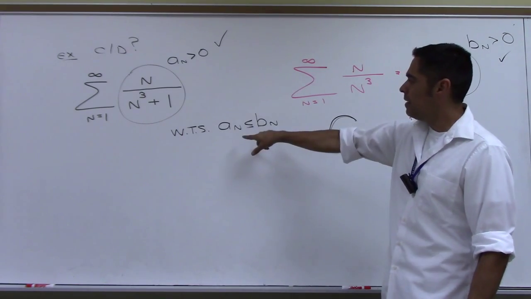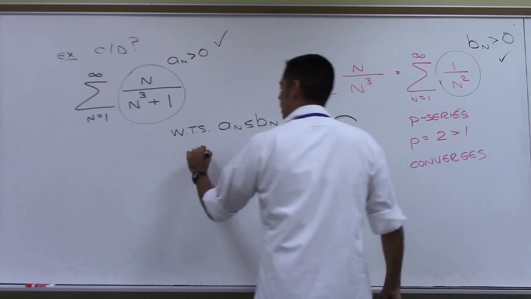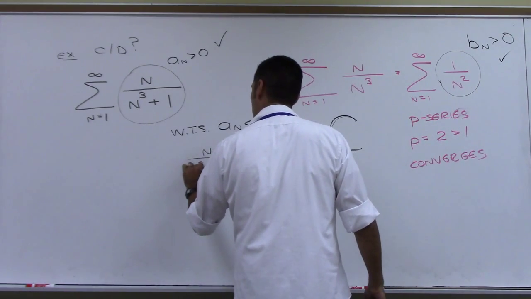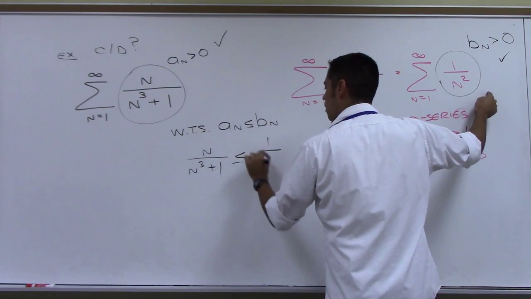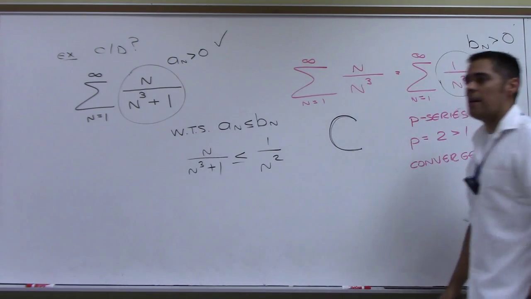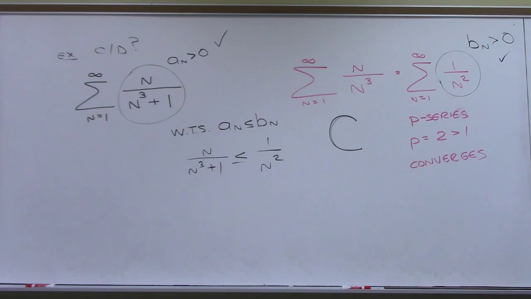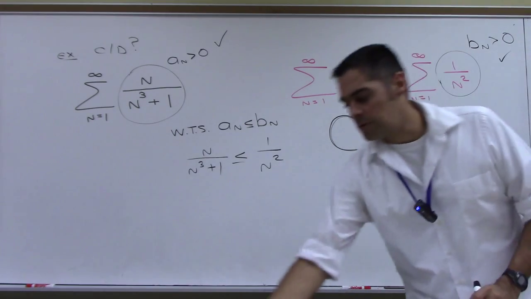So what is a sub n? N over n cubed plus 1. I need to show that that's less than or equal to 1 over n squared. If I can show that, I'm done. So what did I do in my videos when I had that?